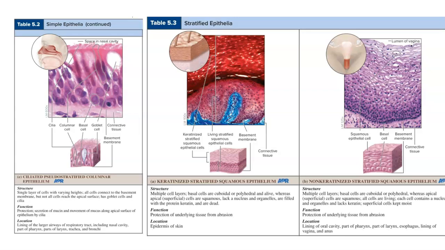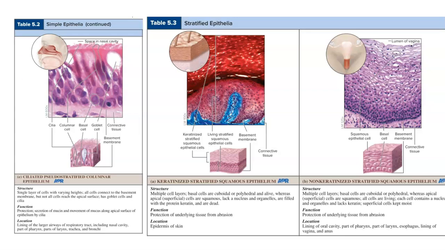So again, fake layers. So we have our pseudostratified columnar where we need extra protection, but it also secretes mucus and helps to move things along passageways. So again, we see some of this in the respiratory passages as well as within our nasal cavity.